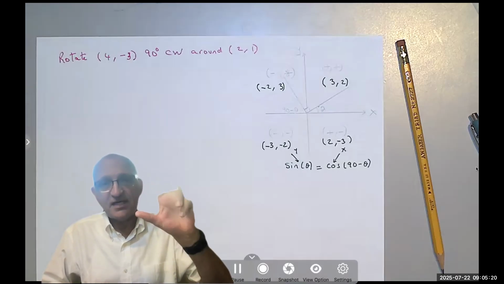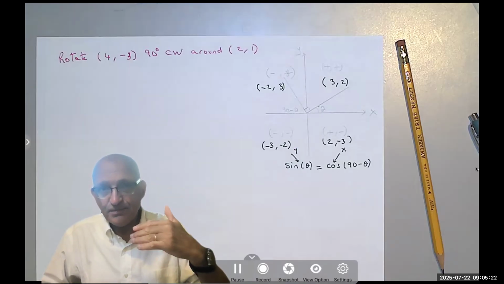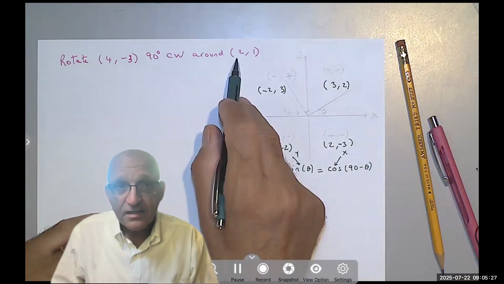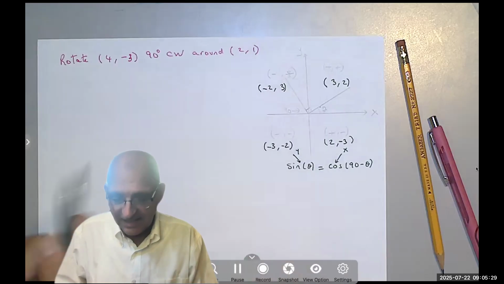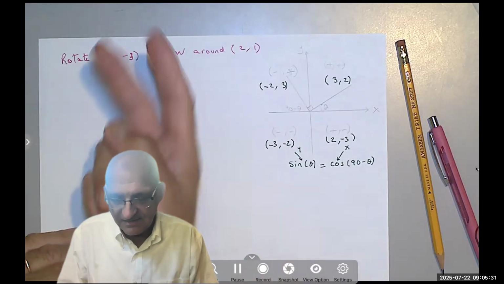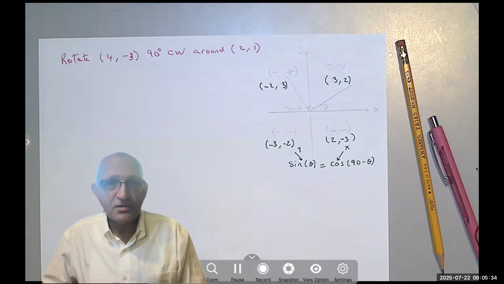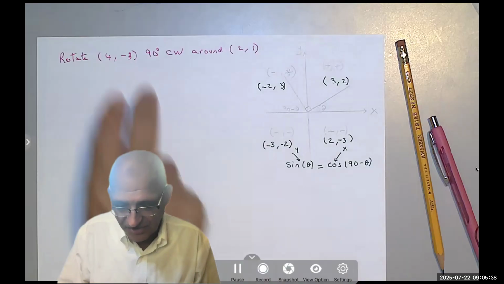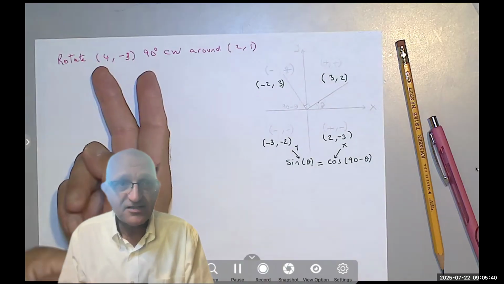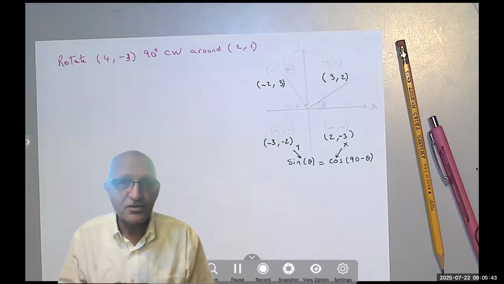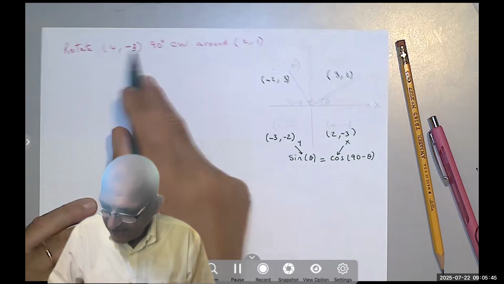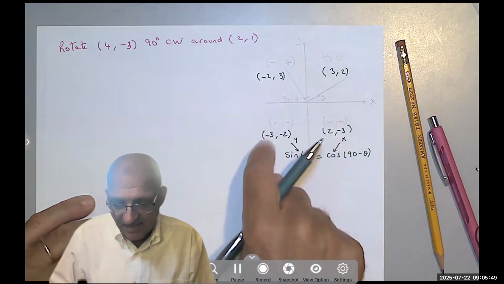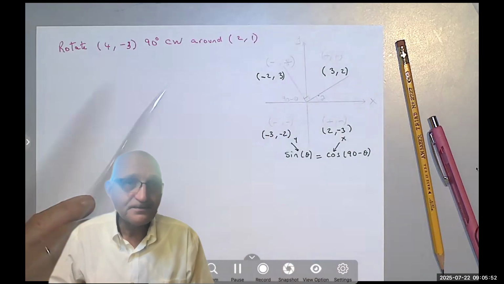I do 3 things, 3 steps, very simple steps. What are they? I say, if that was the origin, I can rotate very easily and make that negative 3 and negative 4 because I'm rotating clockwise, so I'm going to change the sign of the second entry. When I switch, the second entry would be 4, so I make it negative 4. Think about it. 4 and negative 3, it means I am here. So when I rotate clockwise, I will be here, and both would be negative.